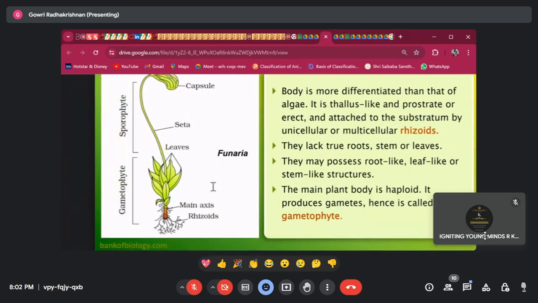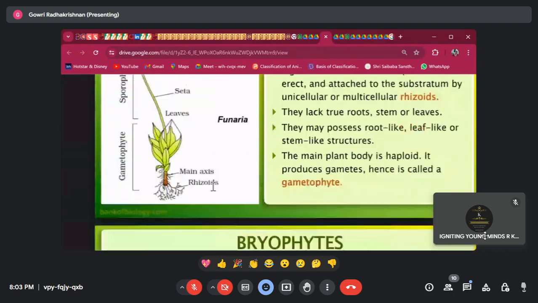Okay. They lack true roots, stem, or leaves. They look like stem or leaves, but actually it's not roots or stem or anything. They don't have the stem. They can't cling to anything. If you try to pull it, we can pull it very easily. That's what it means. They may possess root-like, leaf-like, stem-like structures. The main plant is haploid. It produces gametes, hence it is called gametophyte.